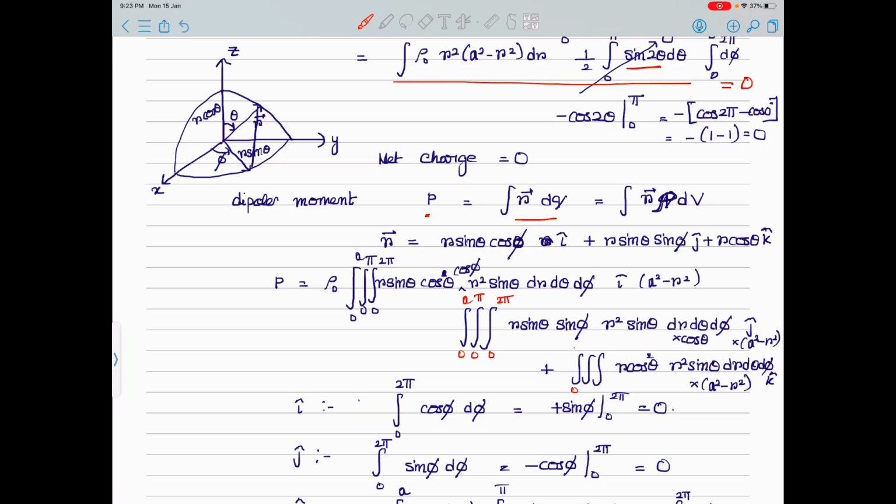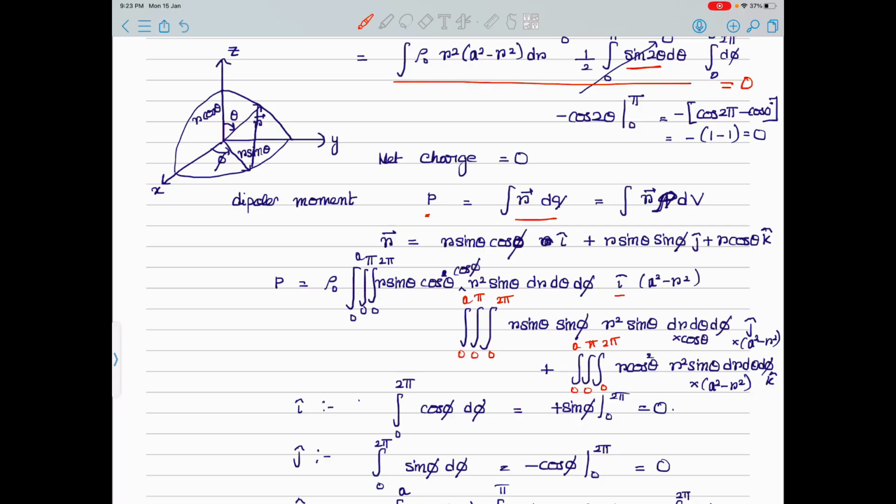Similarly, in the k cap direction, 0 to a, 0 to pi and 0 to 2 pi. This is just to understand that the dipole moment will be non-zero. So if you just take the i cap direction, j cap direction one by one and k cap direction, I've just written it. You can always see that.